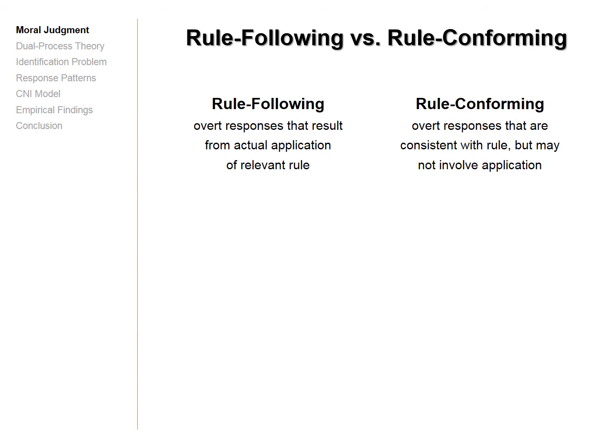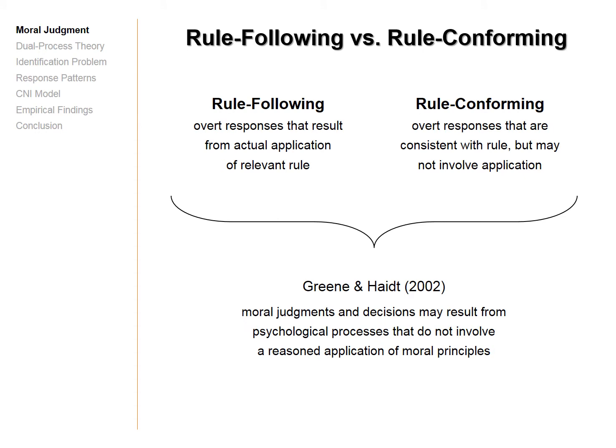Another distinction that has become very important in psychological research on moral judgment is Wittgenstein's distinction between rule-following and rule-conforming. Conceptually, rule-following judgments can be described as responses that result from the actual application of the relevant rule. In contrast, rule-conforming judgments are responses that are consistent with the relevant rule, but do not involve its application in the production of the response. This distinction is important because it captures a fundamental shift in moral psychology around the millennium. As Greene and Haidt argued in a highly influential paper, many moral judgments and decisions may result from psychological processes that do not involve a reasoned application of moral rules and principles.